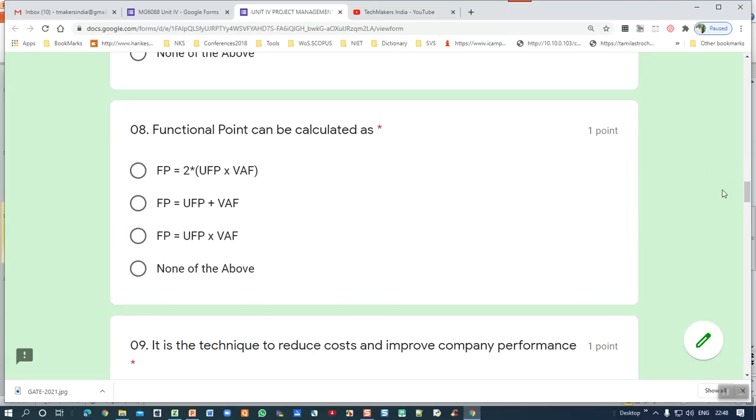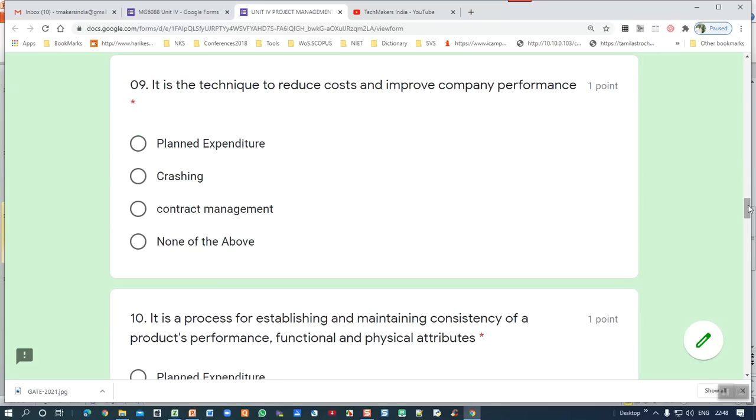And the eighth question, the functional point, how can you calculate? The functional point I already told you, UFP into VAF. This is the correct answer. Ninth question, it is the technique to reduce the cost and improve company performance. That is called contract management.